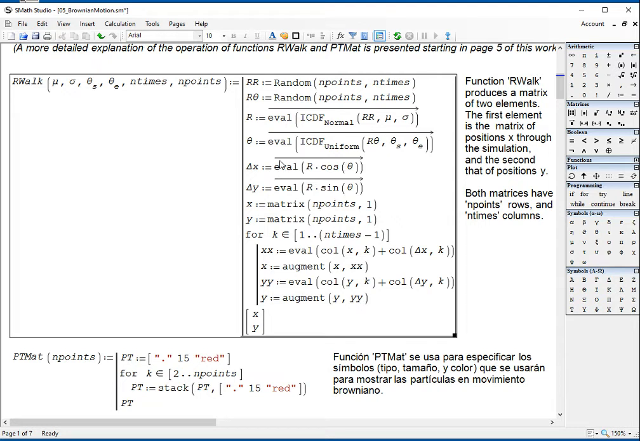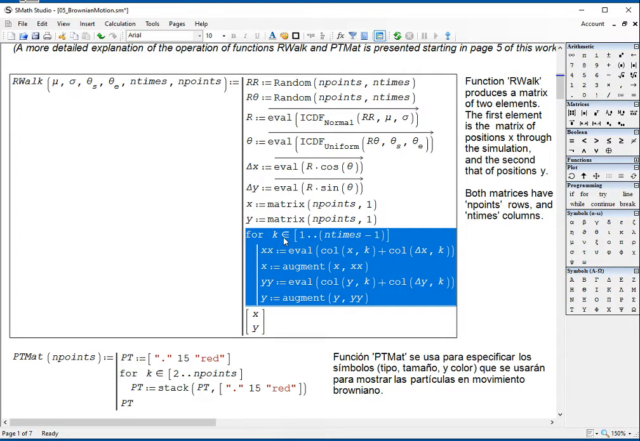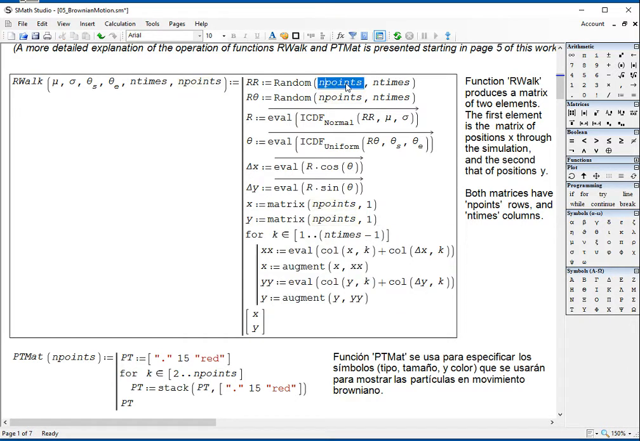Now I vectorize the product of r cosine theta and r sine theta. That gives me my delta x and delta y. Then I start a vector of n points in one column for x and a vector of n points in one column for y. And then I'm going to be adding to every column the increment in x and the increment in y. So by the time I'm done with this for loop, I'm going to have a matrix of positions with n points, rows, and n times columns, and the same for y. And so this function is going to report for me a matrix of matrices.